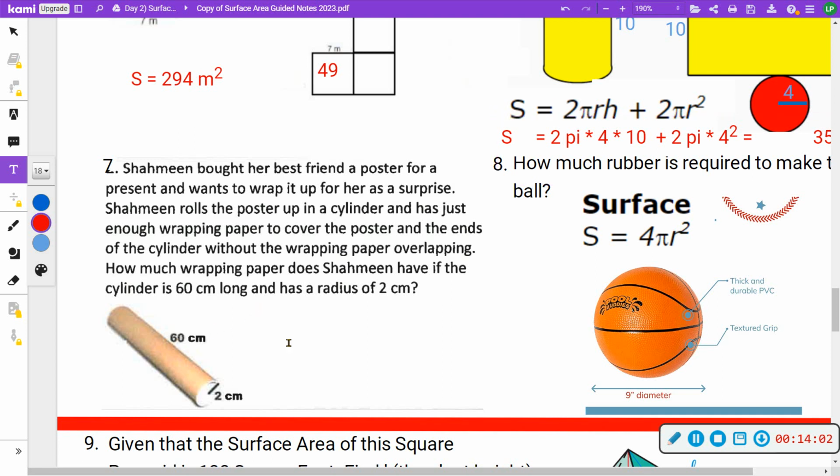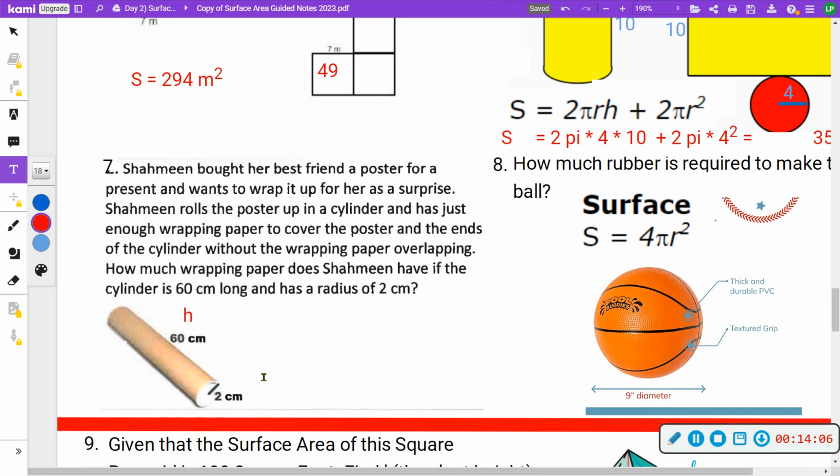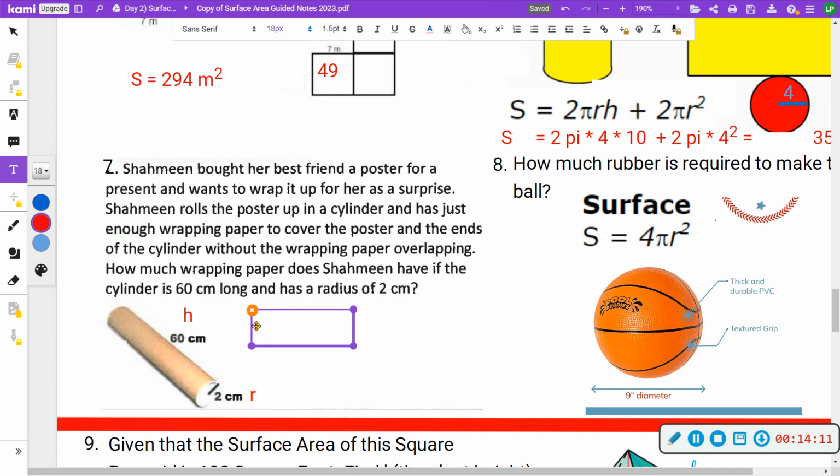So I am going to take this formula, knowing that in this case, h is 60, my radius is 2. And I'm going to plug in this same exact formula that says you take 2 times pi times your radius, which is 2, times the height, which is 60, and then add on 2 times pi times radius, which is still 2, squared.